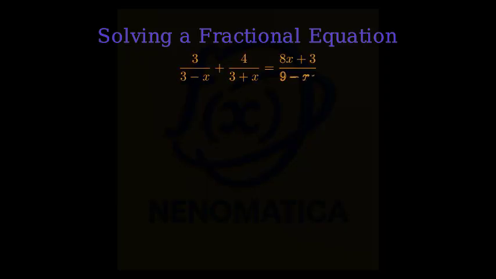Welcome to our math video. Today we're going to solve a fractional equation step by step, following a specific algorithm. Let's get started. Here's our problem. We need to solve the equation 3 over 3 minus x plus 4 over 3 plus x equals 8x plus 3 over 9 minus x squared.